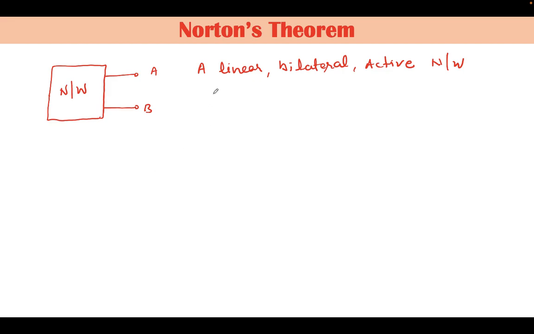According to Norton's theorem, a linear bilateral active network can be replaced by an equivalent Norton current IN and Norton resistance Rn in parallel across terminal A and B.